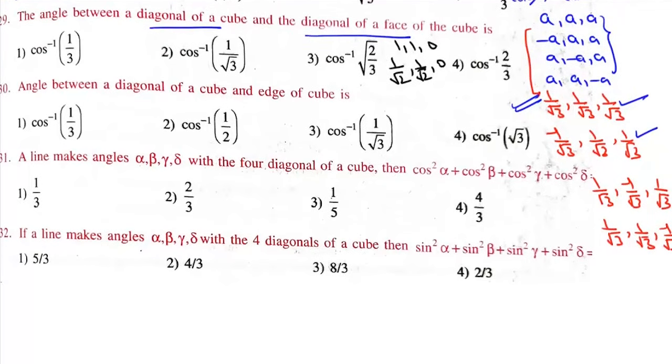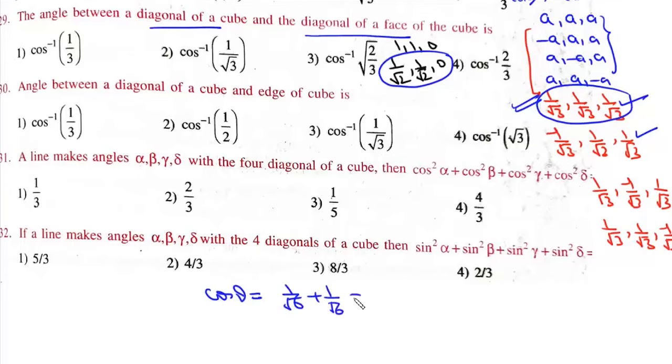Now again we can find the angle between these two lines. Now we have two direction ratios. So we can write cos theta as 1 by root 6 plus 1 by root 6, which is 2 by root 6, and which is under root 2 by 3. So in this case, the angle is cos inverse root 2 by root 3 and that's your option 3.